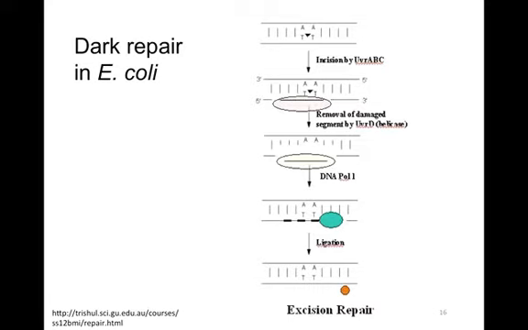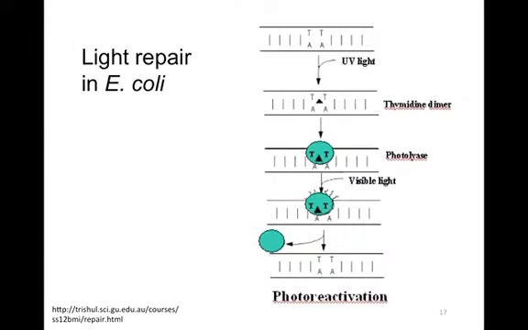And what's neat about light repair, which you can see on this slide, is that it can all be done by one enzyme. So this photolyase enzyme just comes and sits down on that thymine dimer, and then it has chromophores and absorbs visible light, and it uses the energy from those photons to break the covalent bond between the adjacent thymines, and then the DNA is repaired.